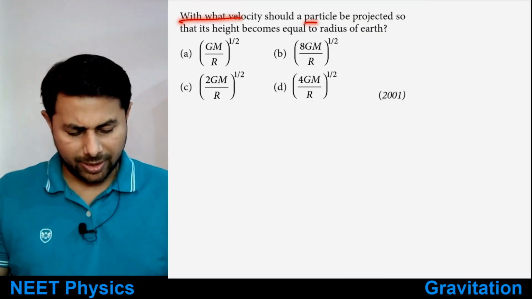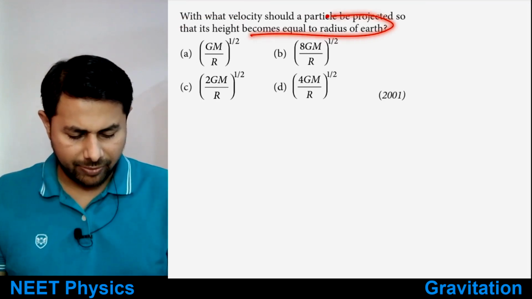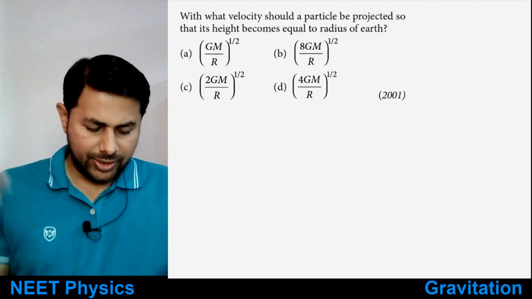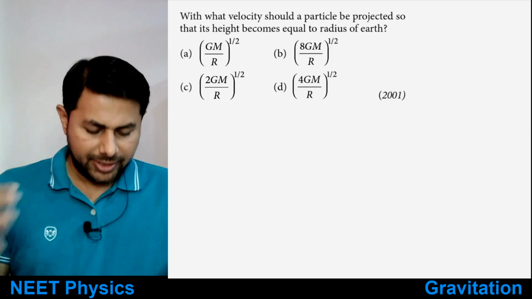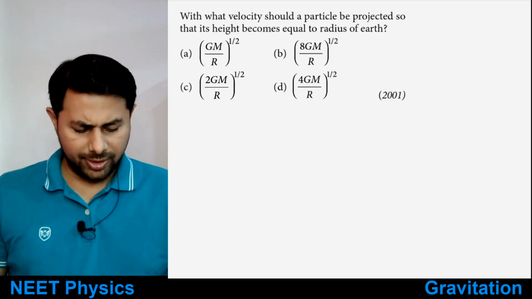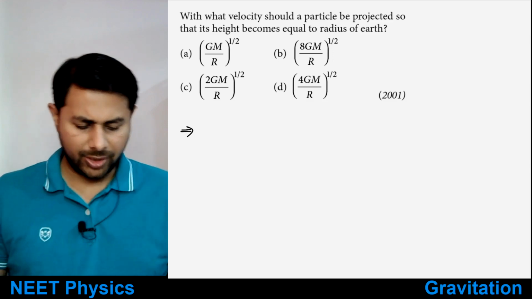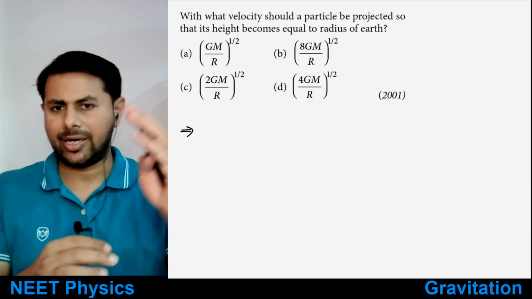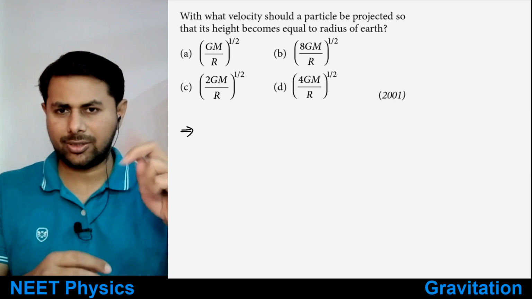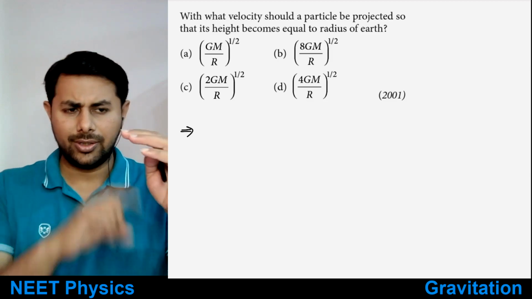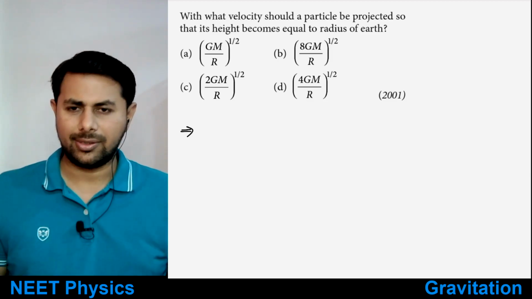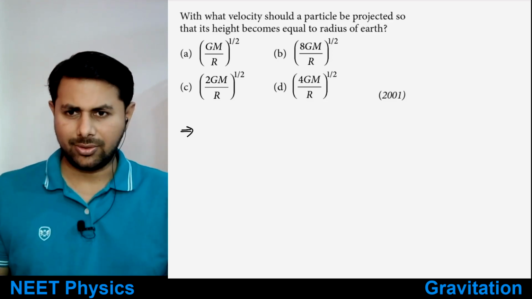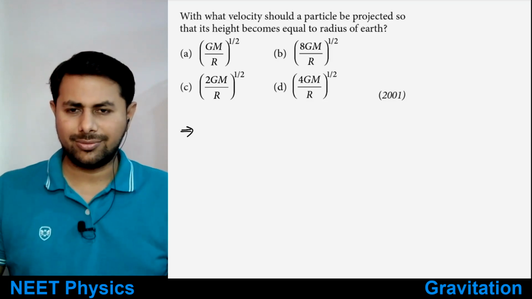With what velocity should a particle be projected so that its height becomes equal to radius of Earth? With what velocity should you throw an object so that its height becomes equal to radius of Earth? This is the question. So what can we say? If you throw an object and you want it to reach some height, then the speed at that height must be equal to 0. It goes to that height and stops there, so speed must be 0 at that height, right?